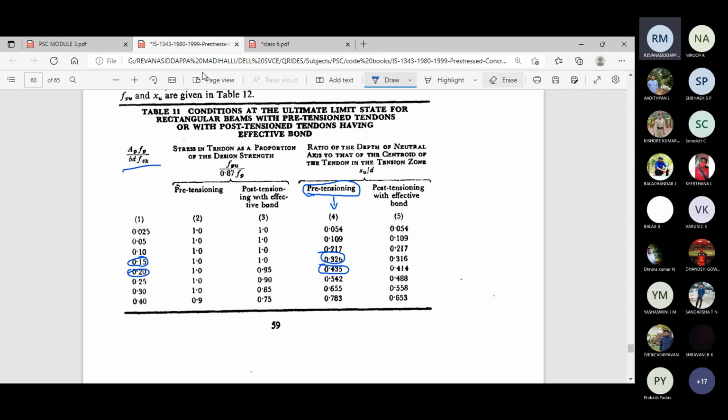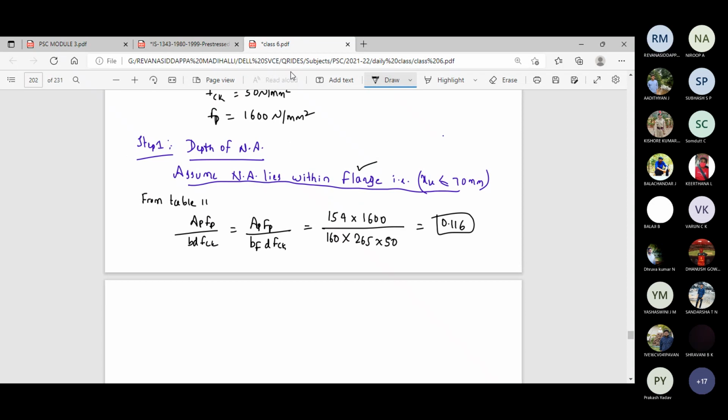Oh, sorry. It is 0.116, so it will fall between 0.1 and 0.15. For 0.1, the value of xu by d is 0.217. For 0.15, value of xu by d is 0.326. Take these values and solve for 0.116.